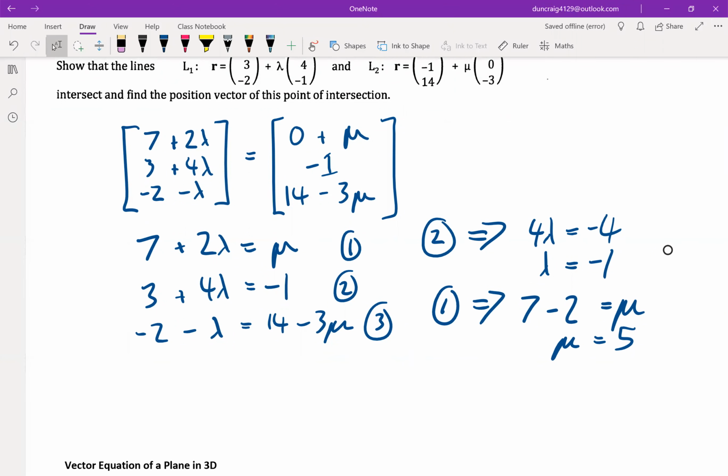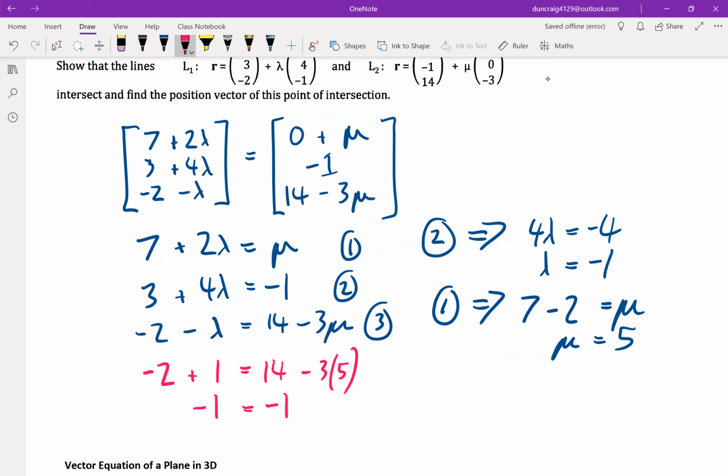So if I substituted lambda and mu into the third one, that would give us -2 plus 1 is equal to 14 take 3 lots of 5, and that's -1, and yep, -1. So that works, and we've verified that it's true for that one. So we figured out the values of lambda and mu. Essentially, we just have to put those in to figure out where the point of intersection is.